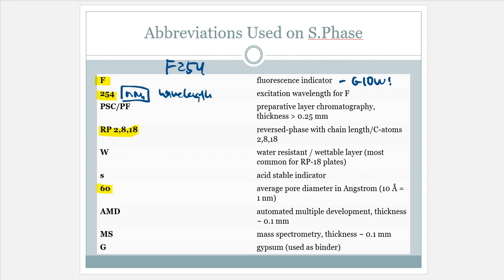Next up are the RP2s, RP8s, RP18s. These are pretty common on the boxes as well.